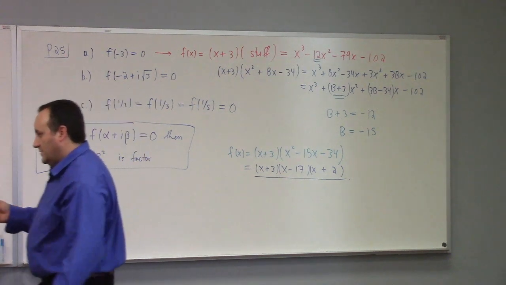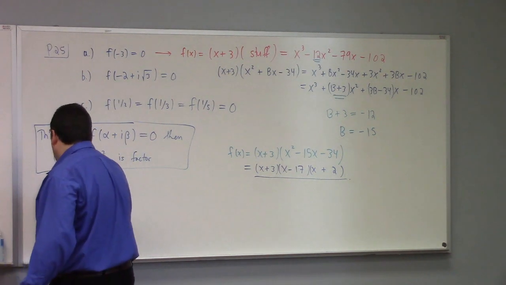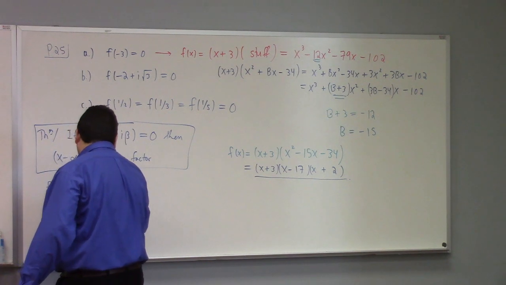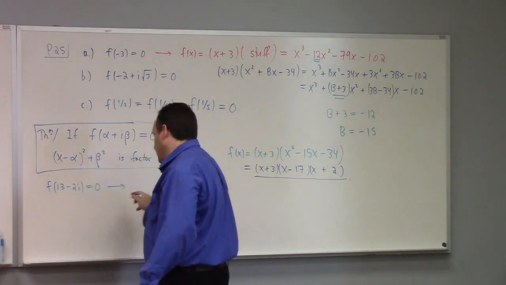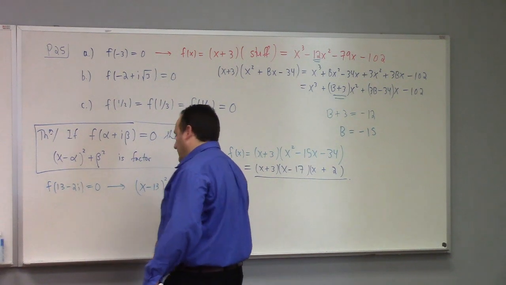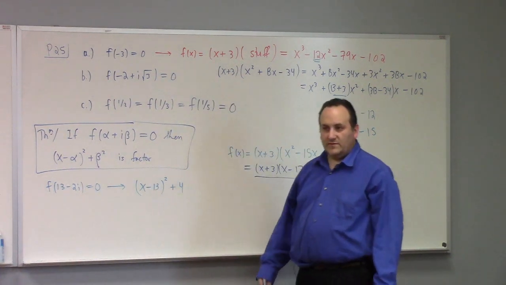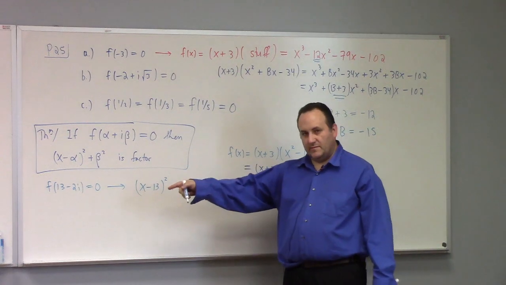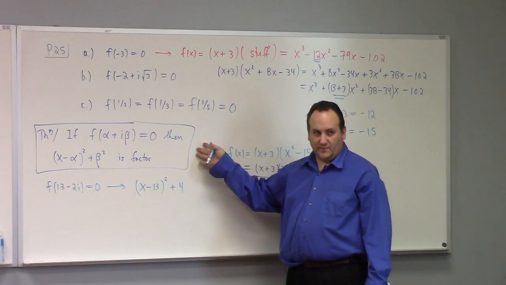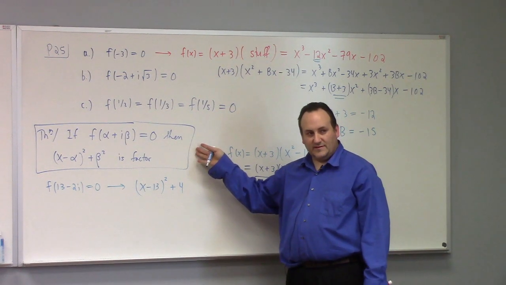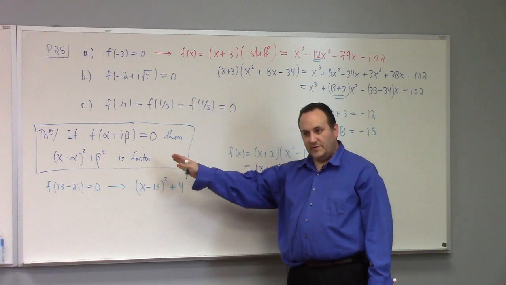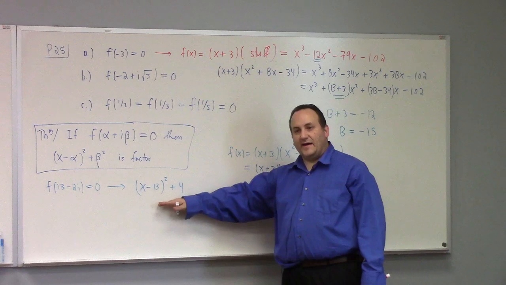Look what happened. We had f of 13 minus 2i equal to 0. What did we find after we multiplied that stuff out? We found x minus 13 quantity squared plus 4 was the factor. So if you don't want to go through what we did on the middle board, you can shortcut that by just knowing this theorem, which you can write on your formula sheet that I let you bring to the test. Anytime you have a complex root to a real polynomial, that means that you have a prime factor.